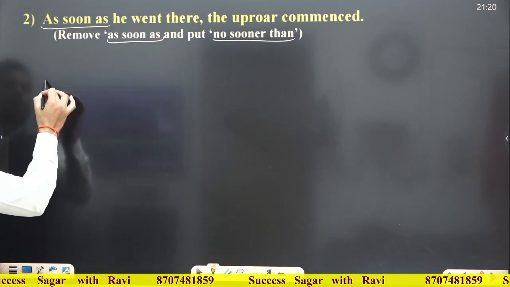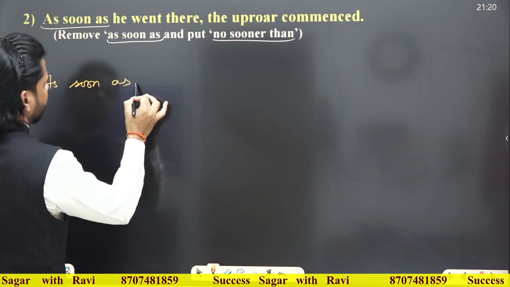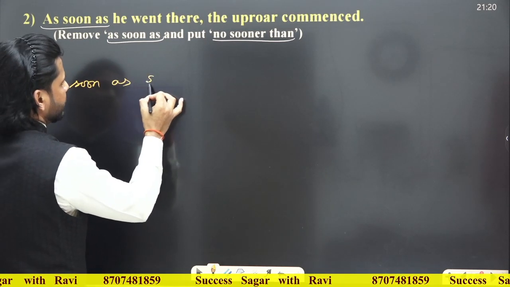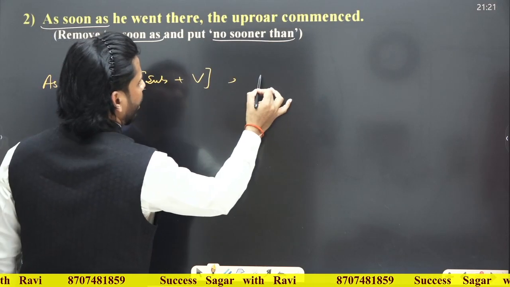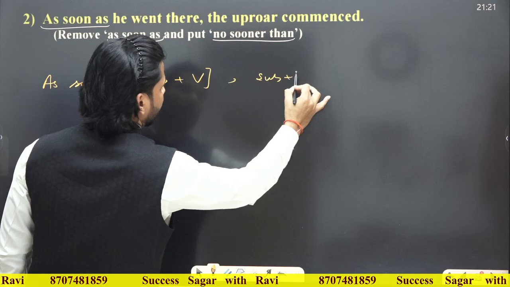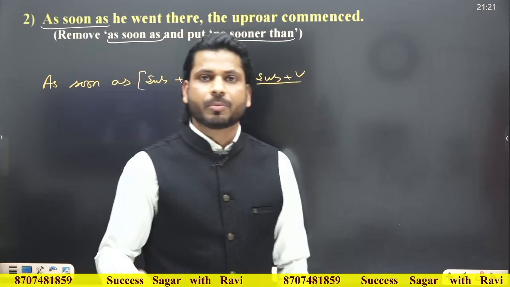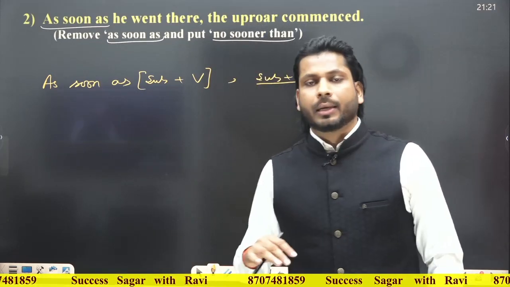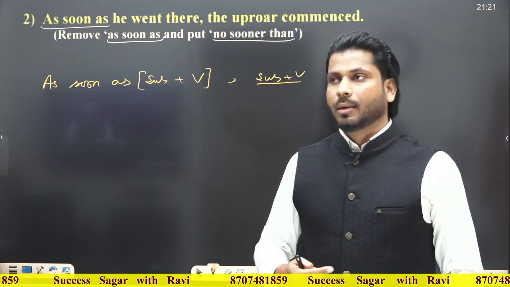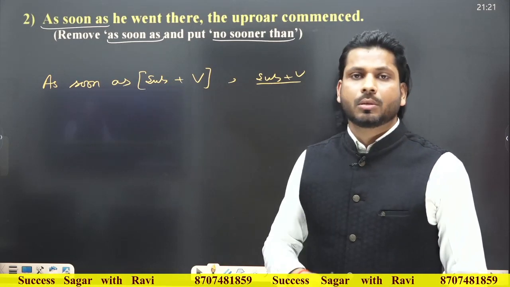So the structure of as soon as is followed by subject, then the verb, the first clause, then comma, then again the subject and the verb. The same meaning can be conveyed using no sooner than. So what is the difference between no sooner than and as soon as? As soon as is a general sentence. If you emphasize the sentence, beginning with no sooner than, you can use it instead of as soon as.